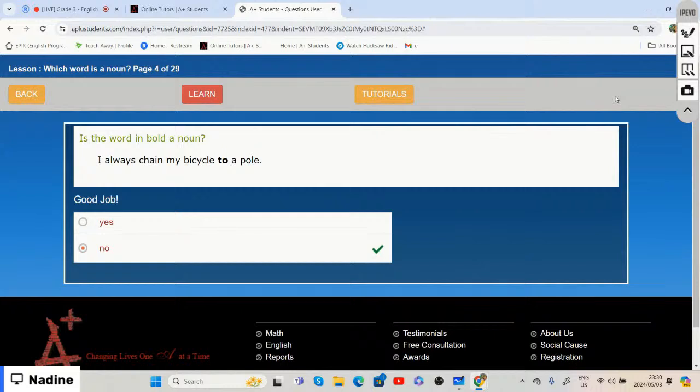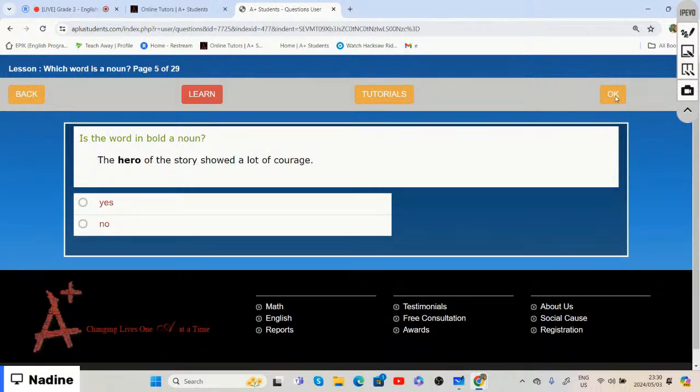So well done, everybody. The hero of the story showed a lot of courage. Is the word "hero" a noun? Yes or no? Hero. So the word "hero," is that a noun, yes or no?